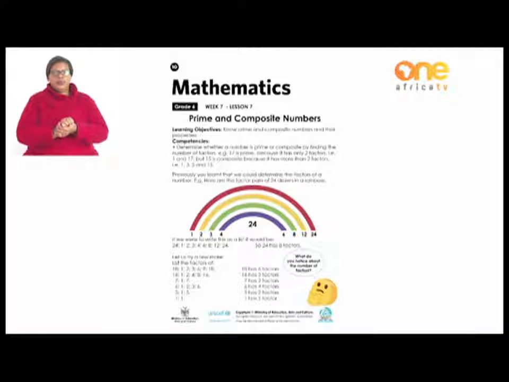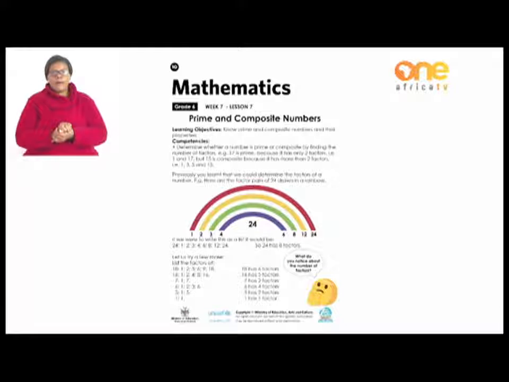Now, if you can remember this work, if we have the number 24, for example, 1 and 24 will be factor pairs. You'll also notice that both of them, 1 and 24, are in the red color of the rainbow. And 1 multiplied by 24 gives you 24. The next factor pair is 2 and 12, and 2 times 12 also gives you 24.